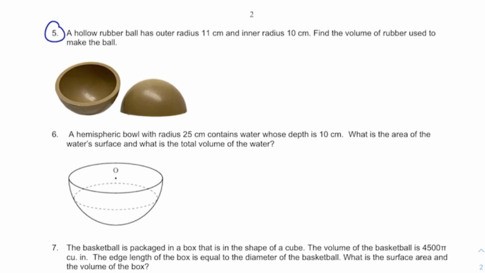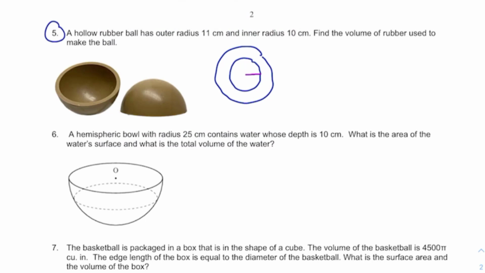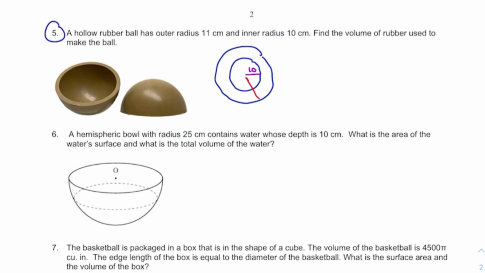So what I'm going to do is draw a 2-dimensional drawing of this, kind of like a cross section, and you can see here that my inner radius is going to be 10, my outer radius is going to be 11. And so really what I need to do here, if you think about it, is take the volume of the outer sphere, and subtract the volume of the inside sphere, or the empty space.